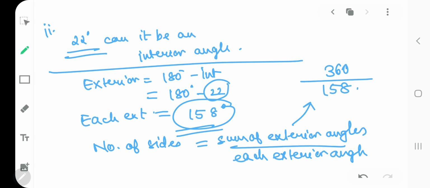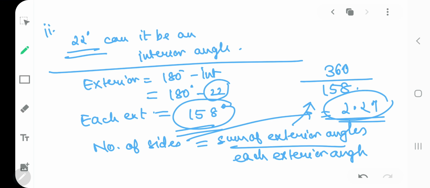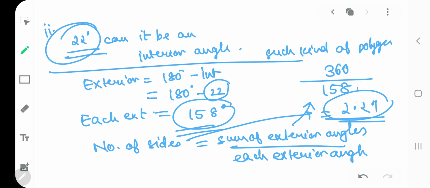When you divide 360 by 158 you will get 2.27. Again I am getting the number of sides in decimal. So what will we write? Such kind of polygon with interior angle 22 is not possible. Clear? Yes.